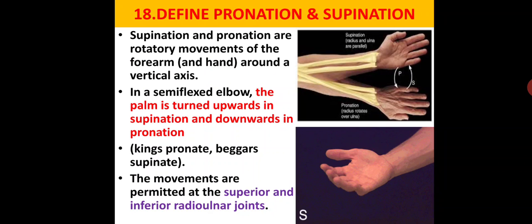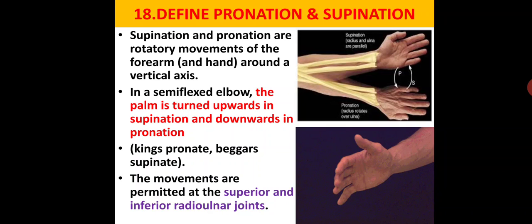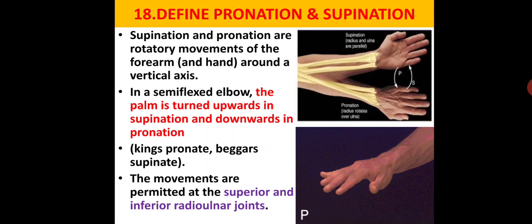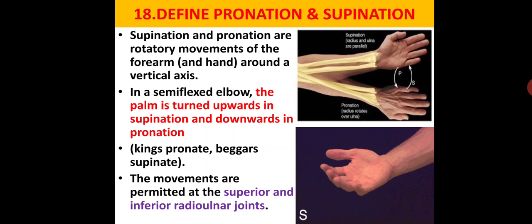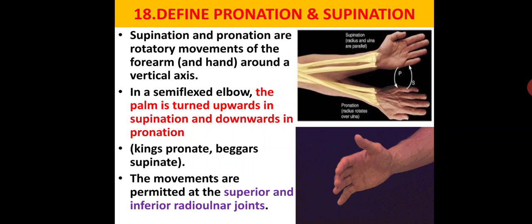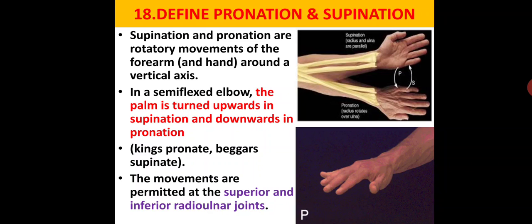So the next question: define pronation and supination. These are the rotatory movements of the forearm around the vertical axis. So what are pronation and supination? In a semi-flexed elbow, if the palm is turned upwards, that is supination. When it turns downwards, it is pronation. So in the images you can see, when the palm is turned upwards it is supination, when it is downwards it is pronation.